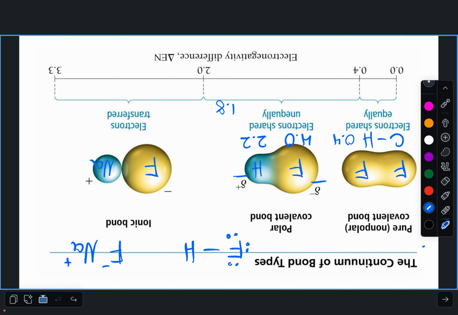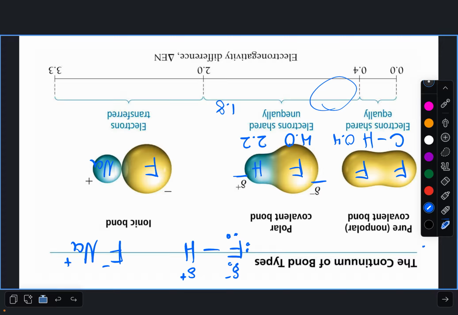Whereas in the polar covalent, I just want to indicate that there is a partial negative and a partial positive. So this is some amount of negative charge that's less than 1, okay? Depending on how big the difference is. If there was a really small difference in electronegativity, maybe like, so maybe not C and F.